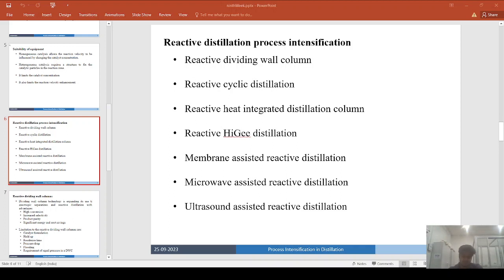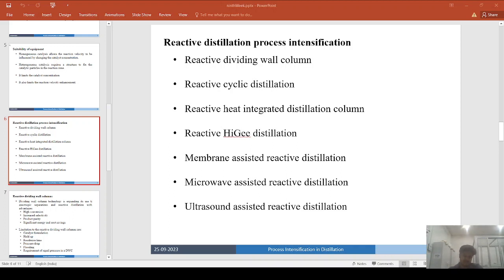So here the microwave will not enhance the separation, but microwave will enhance your reaction. So the reactants can get uniformly heated, or get a uniform energy such that they can cross the energy barrier. So that is why you will take microwave assisted reactive distillation, to further enhance the reactive part of the reactive distillation.